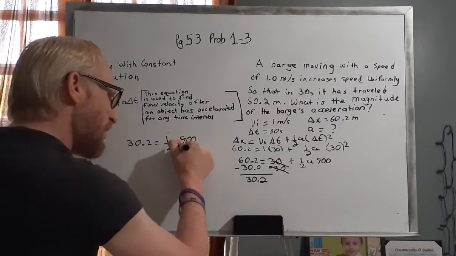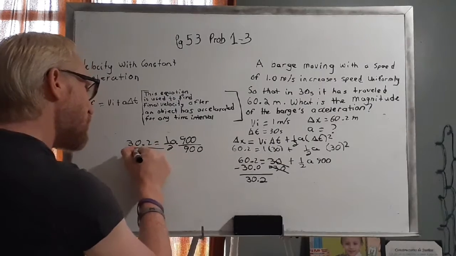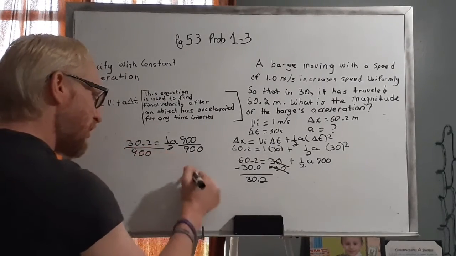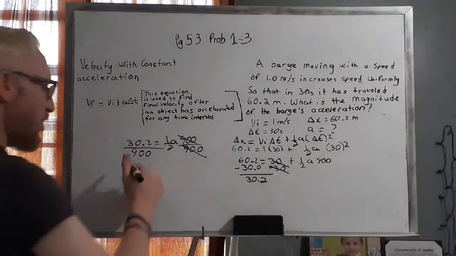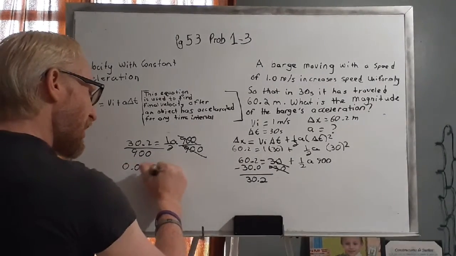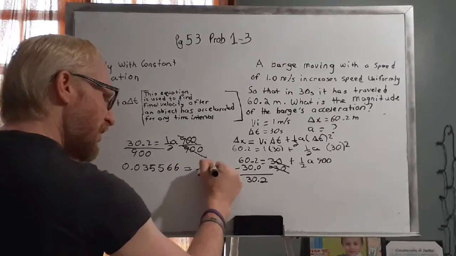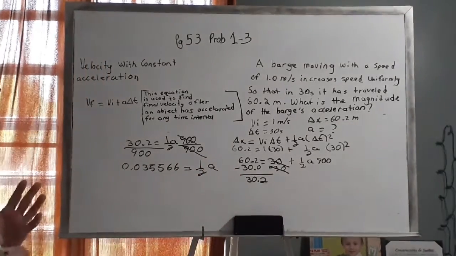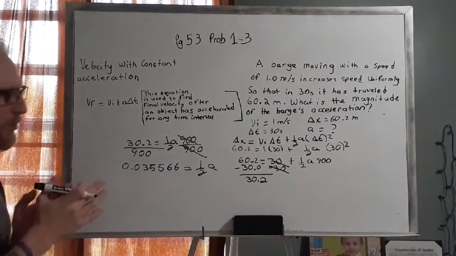So what we need to do now is find the acceleration, but the way we do that is by dividing by 900. And that's going to give you really small numbers, so that's why it's so important to use your calculator. So this side cancels out. 30.2 divided by 900 is approximately 0.035566 equals 1/2 times the acceleration. Okay? So you divide this in your calculator. This is more or less the approximate number that you're going to get.